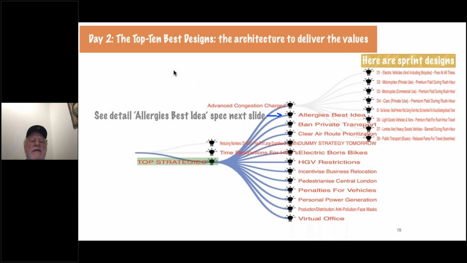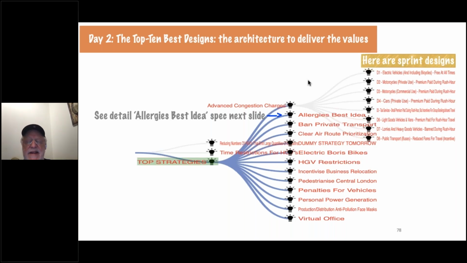Okay. Day two, here are the top 10 strategies. Here are their tags. At one point, I asked people to take the advanced congestion charges strategy and decompose it. Here's the decomposition, and hopefully we get to a decomposition where one of these things can be done in a week or so, in a sprint at least, completely independently of whether I've done anything else, and I will get a measured and valued result. So these are, if you like, the sprint design level. This is the architectural level, the top strategies level.